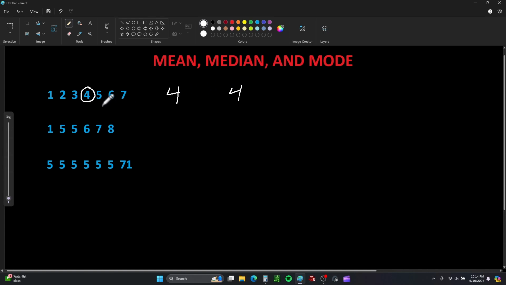The next thing I want to do is calculate what the mode is. The mode is simplest. It's a number that repeats. And as you see, we don't have one number that repeats. So for the mode, I'm just going to put a dash.